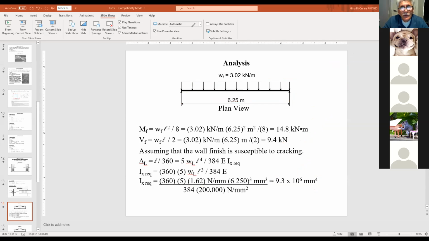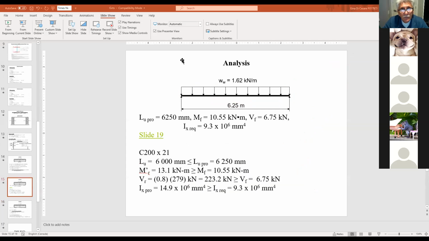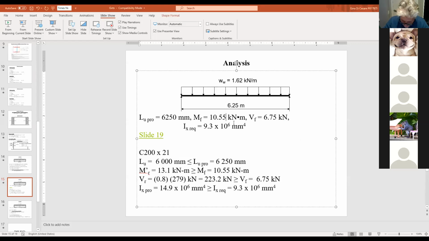Okay, so now this is good. Now we're going to go. So here, I have an LU, of course, this is no good anymore. This was 14.8.